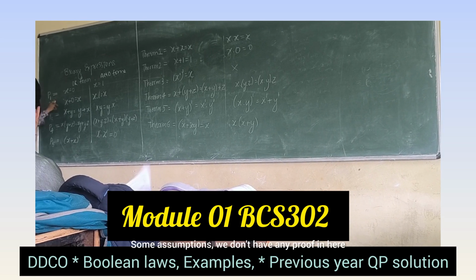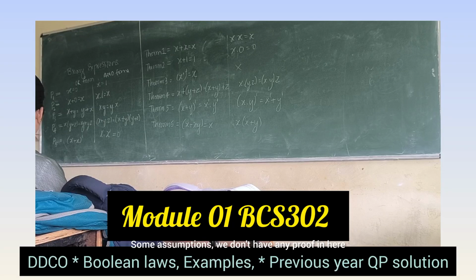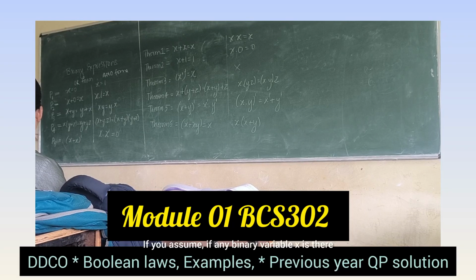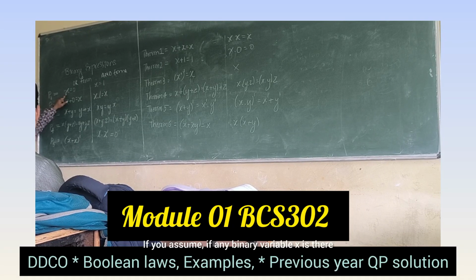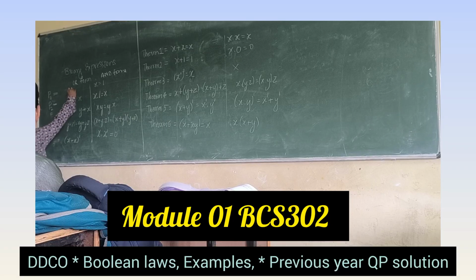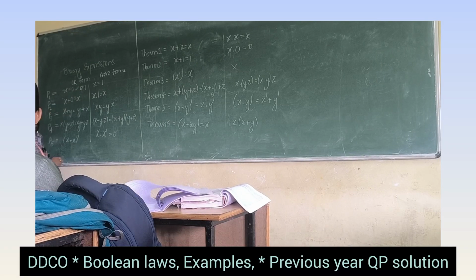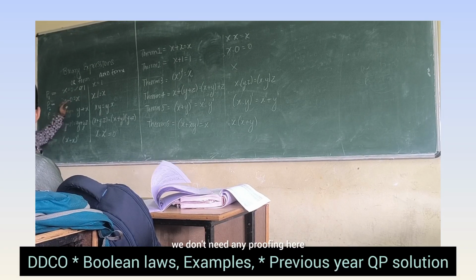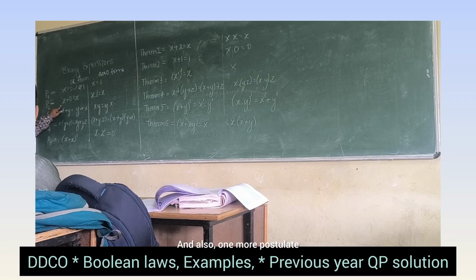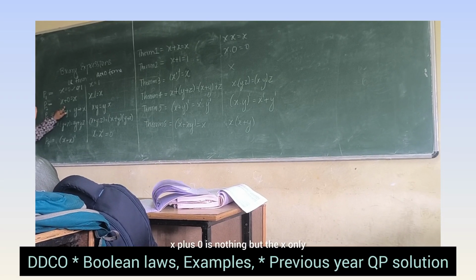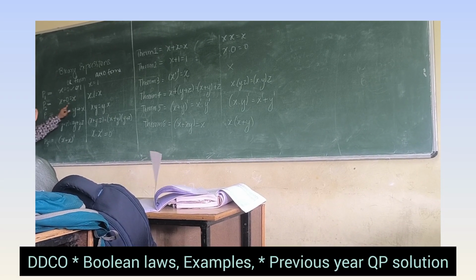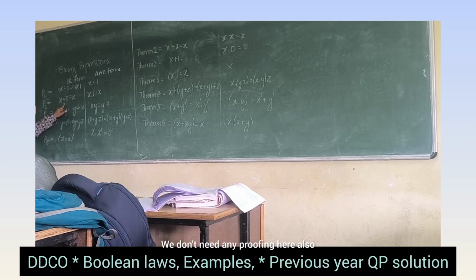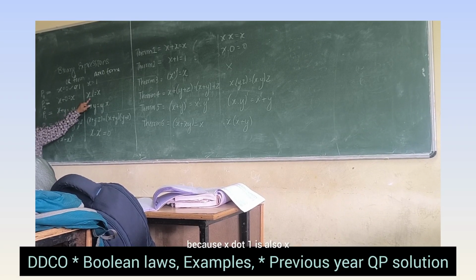Postulates are some assumptions. We don't have any proofing here. If any binary variable x is there, x can have either 0 or 1. We don't need any proofing here. And one more postulate is x plus 0 is x only. We don't need any proofing here also, because x dot 1 is also x.